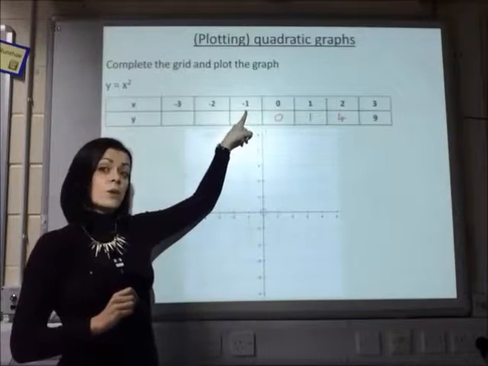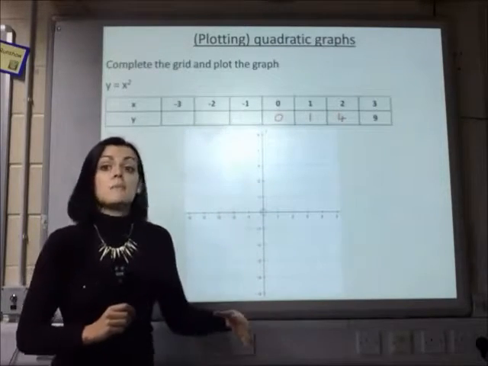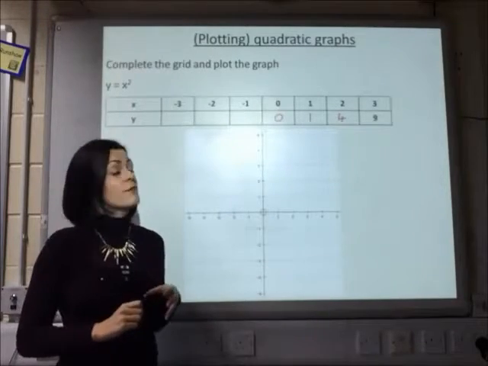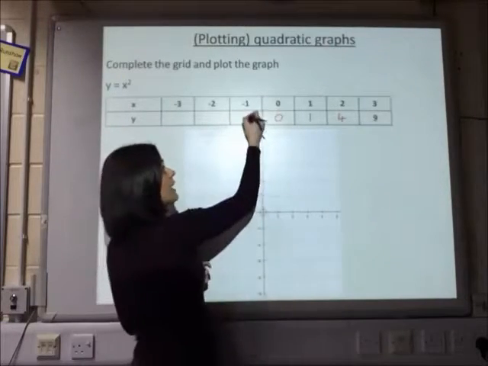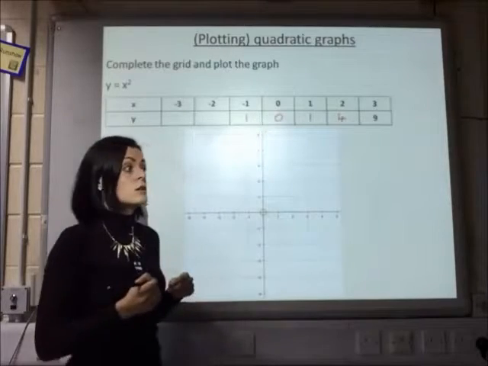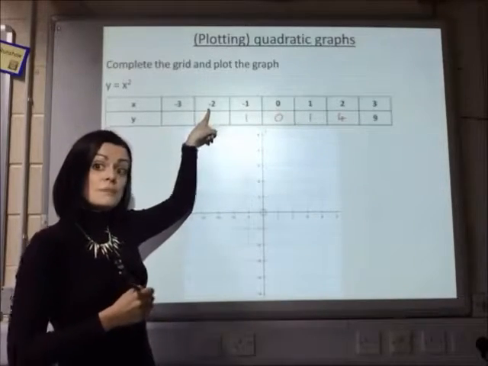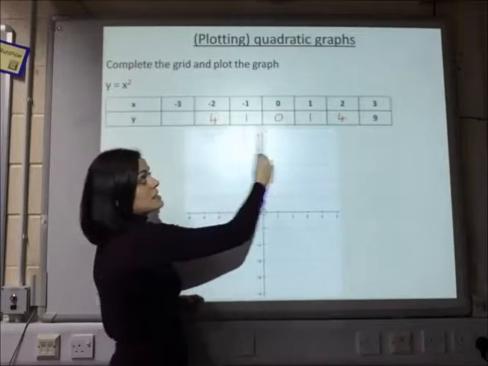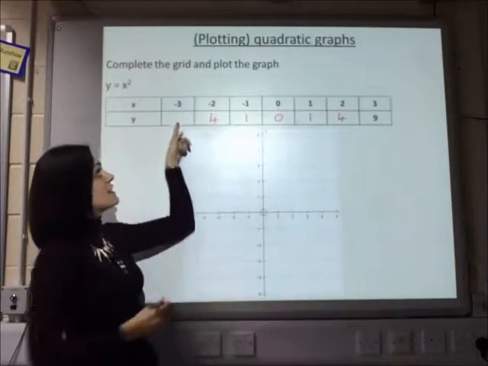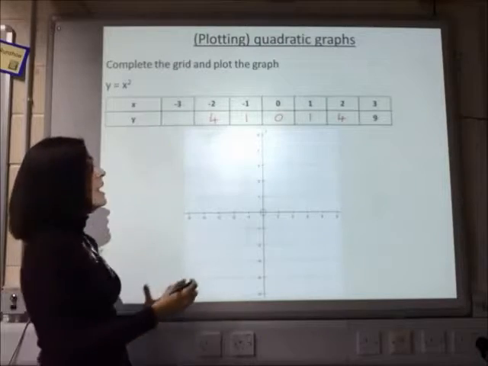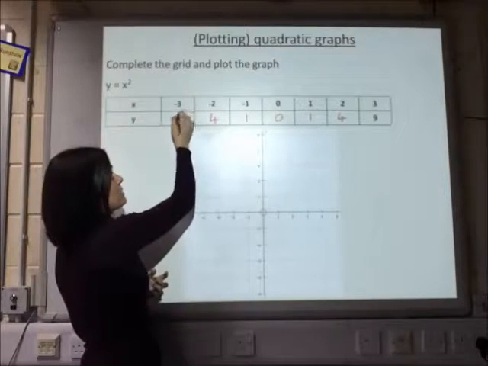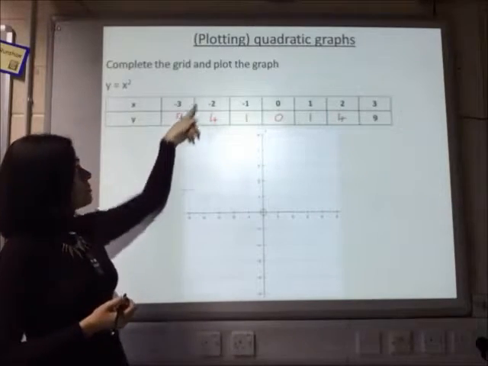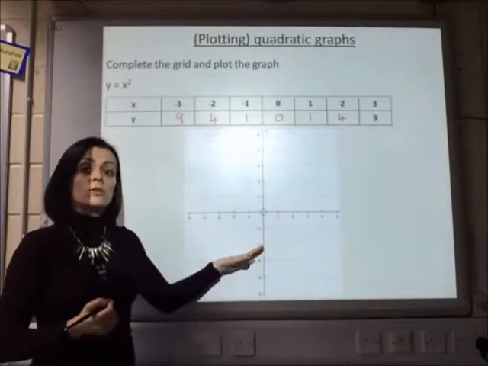Now minus 1 squared is minus 1 times minus 1. So we're doing a negative times a negative. We're going to get a positive answer again. So minus 1 times minus 1, that's also 1. Minus 2 times minus 2 is positive 4. And you might spot the pattern at this point and predict that this one's probably going to be 9. And it is, because minus 3 times minus 3, that's also 9. So these produce me some coordinate pairs that I can use to plot on here.